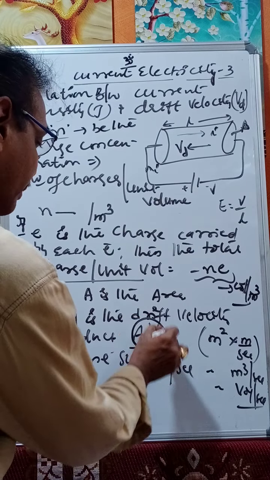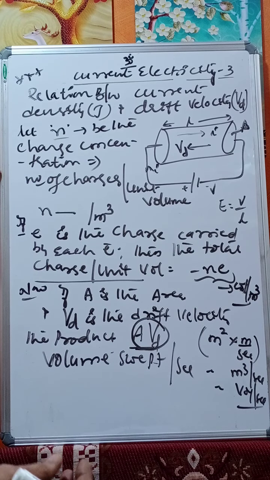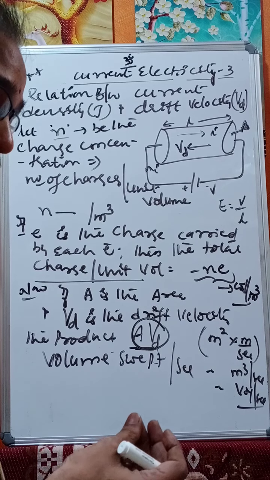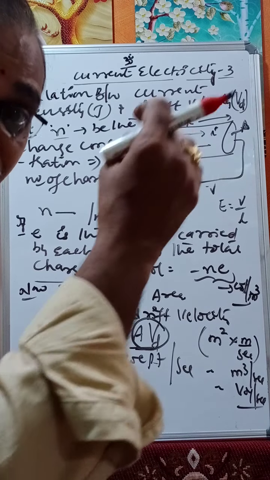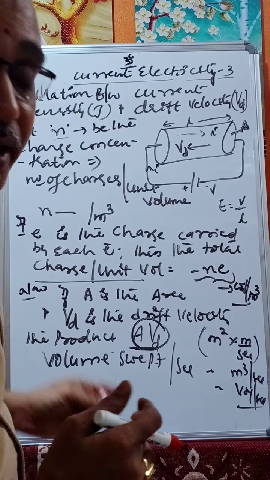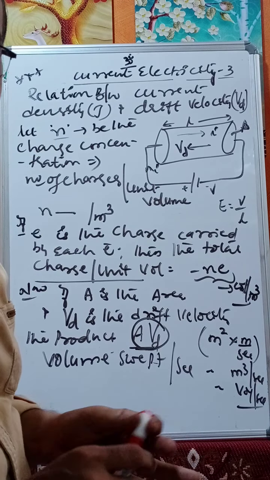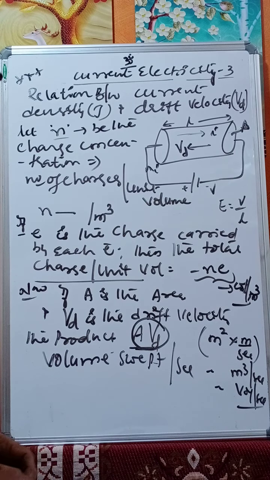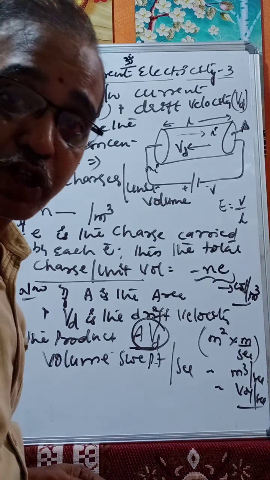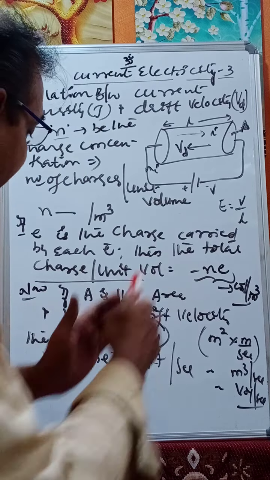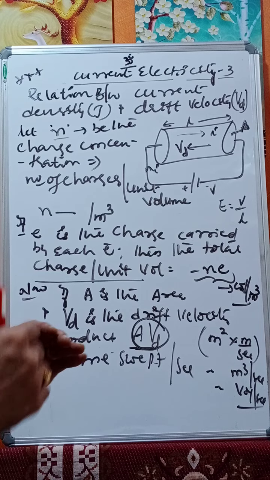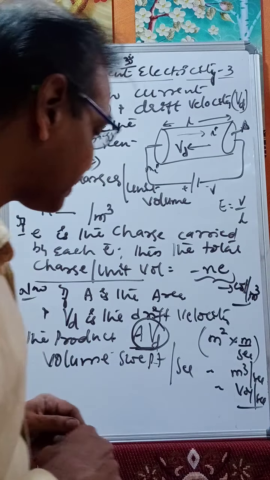I think you have come across this in Bernoulli's principle. AV is equal to constant, volume swept per second, the rate of flow of fluid. We say in Bernoulli's principle, or the equation of continuity, that the rate of flow of fluid, which means volume per second, area into velocity, remains constant. Same here. A Vd is nothing but the volume swept by the electrons per second.